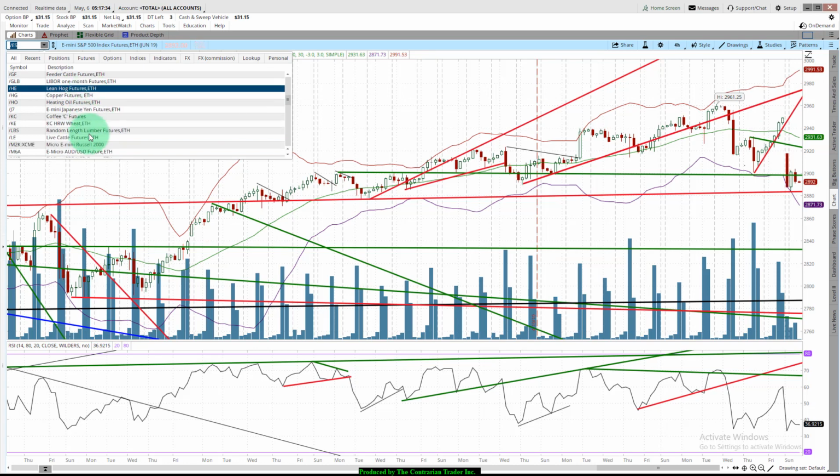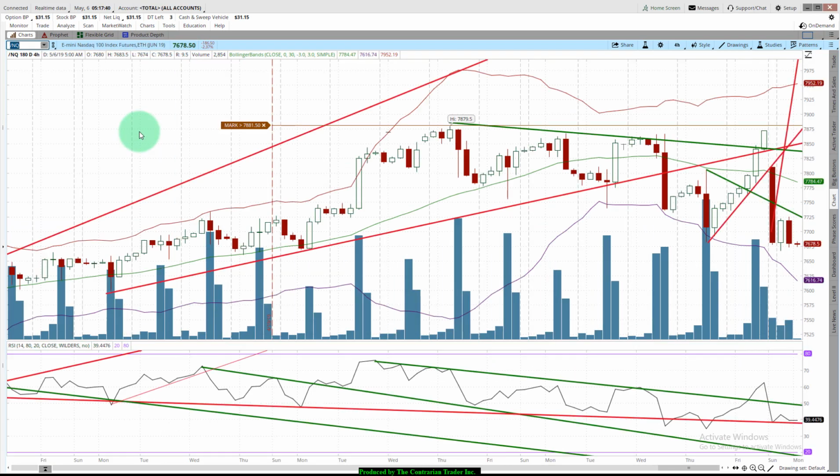Let's check out the NASDAQ 100. Oof, what a disaster area. Okay, so let's go to the 30-minute chart.